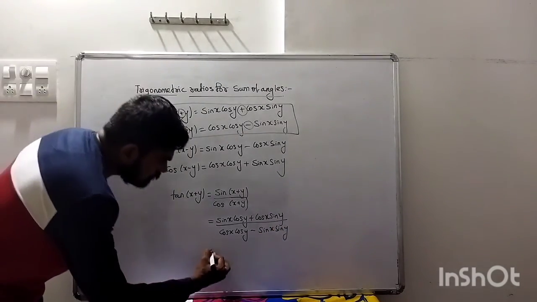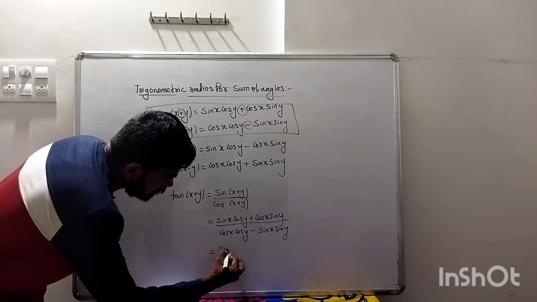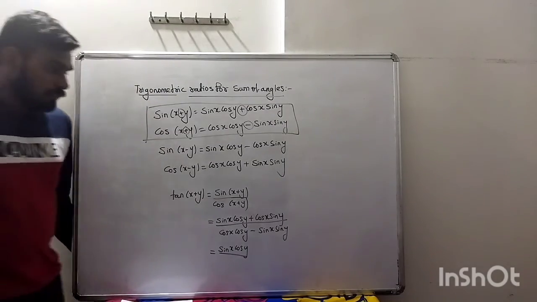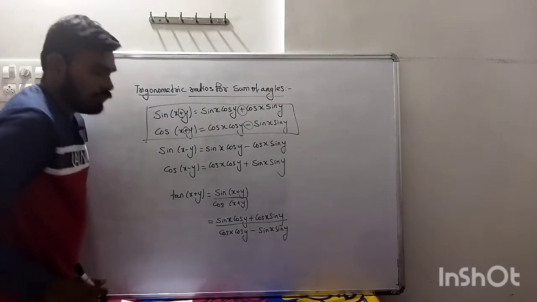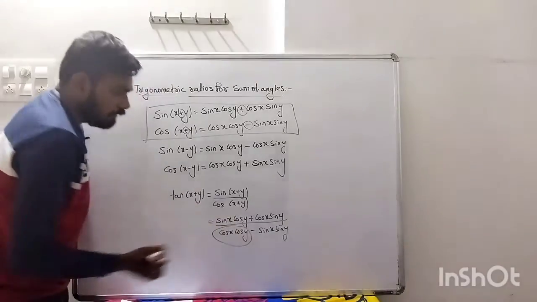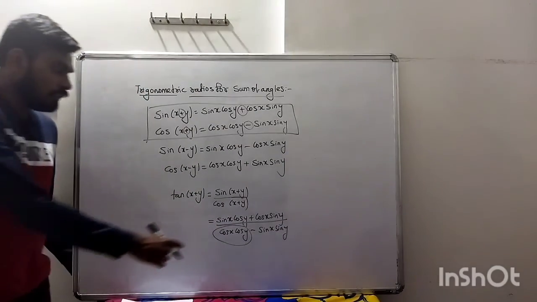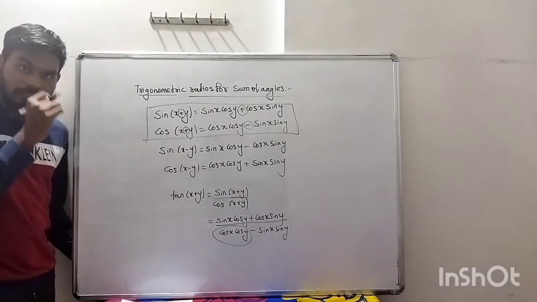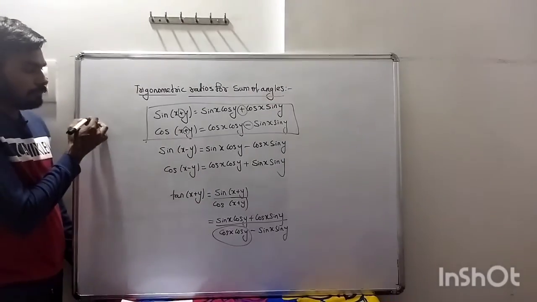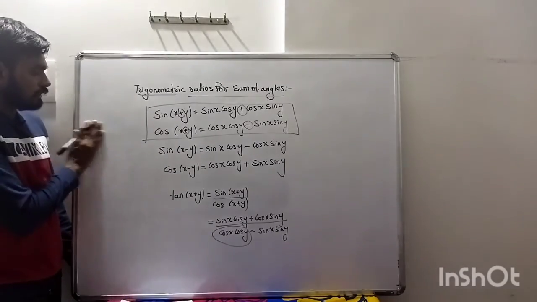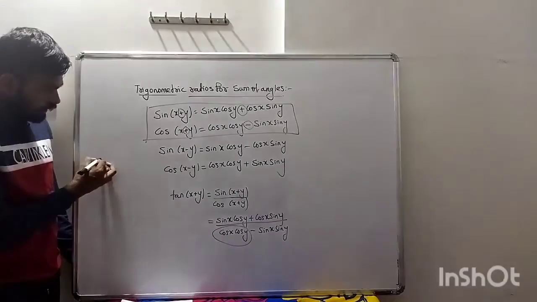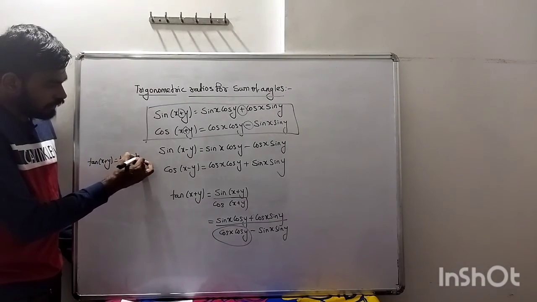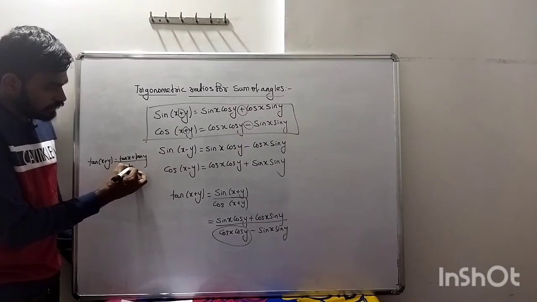Then what we do? Divide this sin x cos y, divide this by c. This you have to divide, always remember. Okay, divide this by this, or see the formula. If you want to derive this, just look at the formula. Actually the formula is like this: tan x plus tan y upon 1 minus tan x tan y.